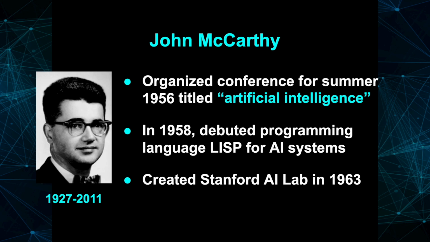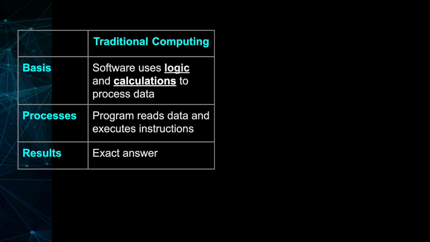Well, enough of the past. Let's come back to the present. Although AI was essentially a marketing term, AI systems today work very differently from traditional computer systems. With traditional computing, logic and calculations are programmed into software. To produce your bank statement, for instance, the software accesses your data in the bank's database and produces an exact answer regarding how much you have in your account.